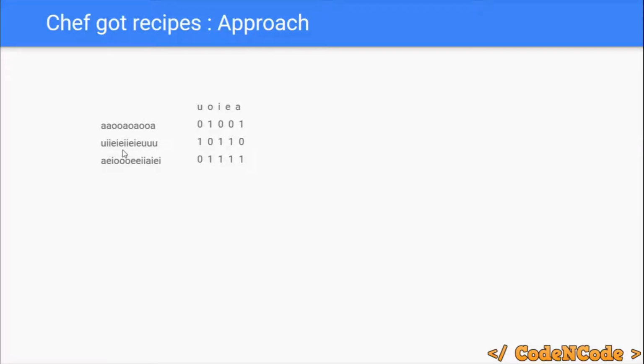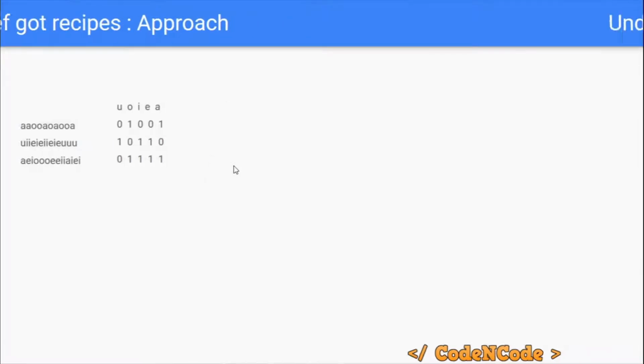Now this dish can be mapped to the number 10110, because it doesn't contain a, so the 0th bit is 0, and it contains e, that is why the first bit is set, it contains i, that is why the second bit is set, it doesn't contain o, that is why the third bit is 0, and it contains u, that is why the fourth bit is set. Same goes for this one. You can map this dish to this integer or mask.